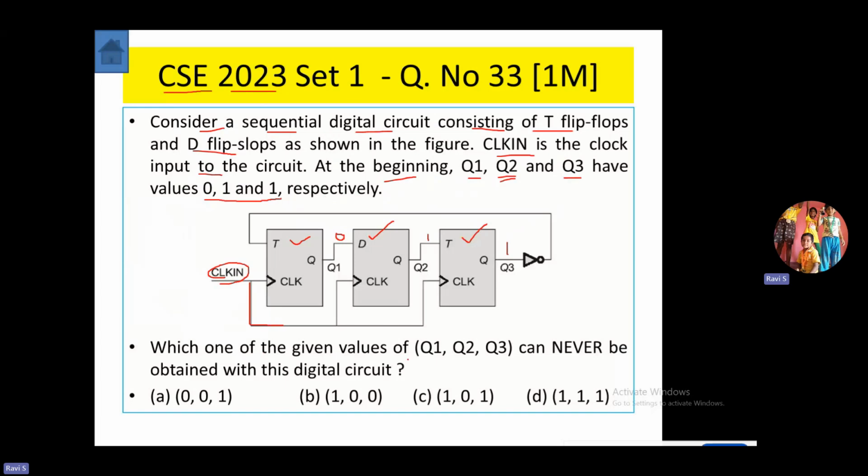Which one of the given values of Q1, Q2, Q3 can never be obtained with this digital circuit? That means after the initial state, we are going to apply the clock pulse one after the other. When we check the next set of states, one among the given states is not going to appear in future. Only one. We need to identify the state which is not going to appear after applying set of clock pulses.